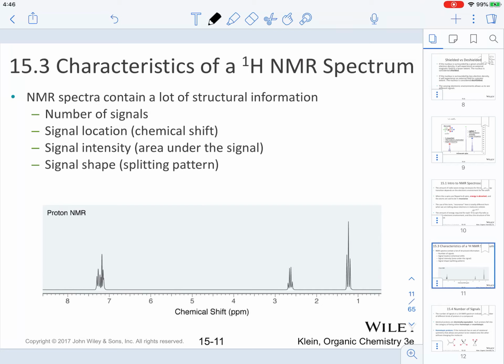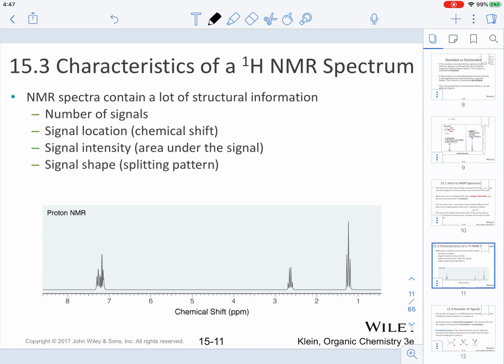In this video, we're going to start discussing the characteristics of a proton NMR spectrum. As we previously discussed, when it comes to NMR spectroscopy, we are going to be looking at specific nuclei to get structural insight on our organic compounds. When it comes to proton NMR, we are going to be laser focusing on the proton nuclei that are present in the molecule. Now, the NMR spectra contains a lot of structural information, which includes the number of signals.